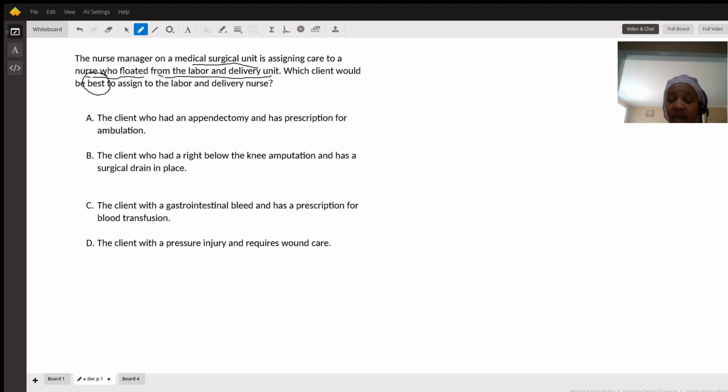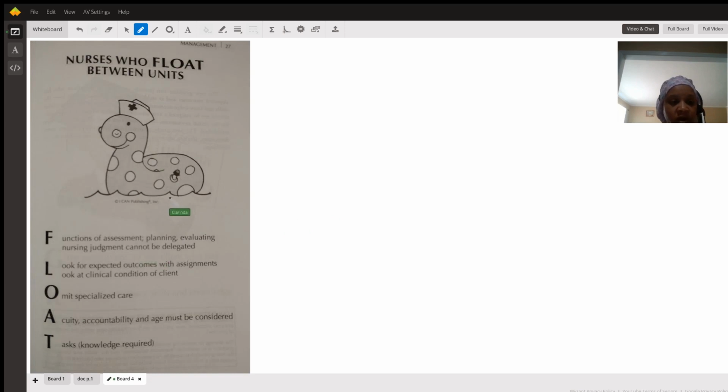Option A, the client who had an appendectomy and has a prescription for ambulation. This is pretty status quo, right? Getting her up after an appendectomy, it's an abdominal type surgery, either laparoscopic or open, but she can assess their abdomen and assess when the patient is stable enough to get up and ambulate. That's a post-op patient, appendectomy.